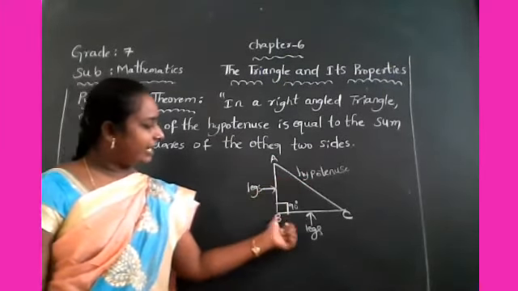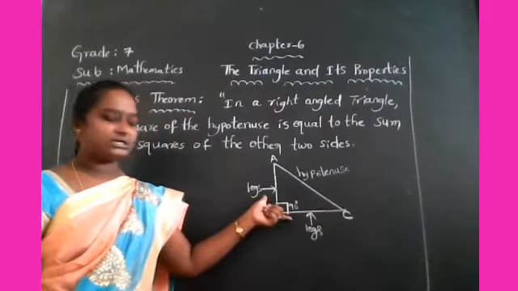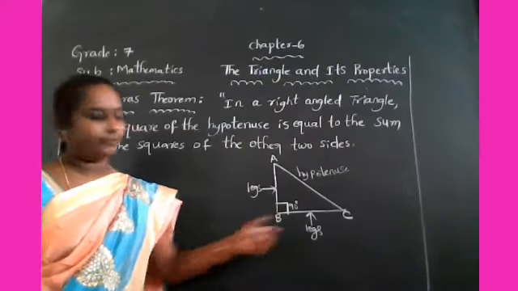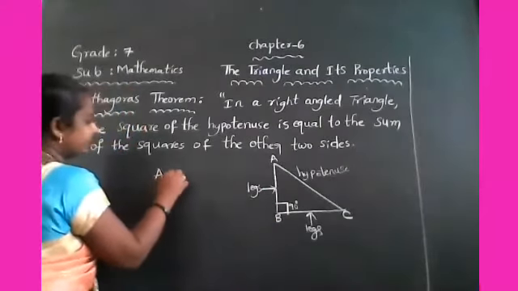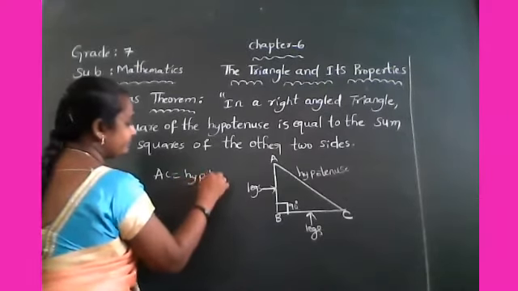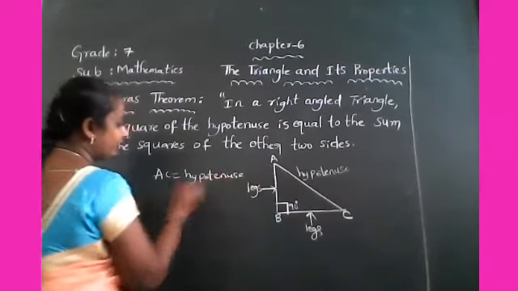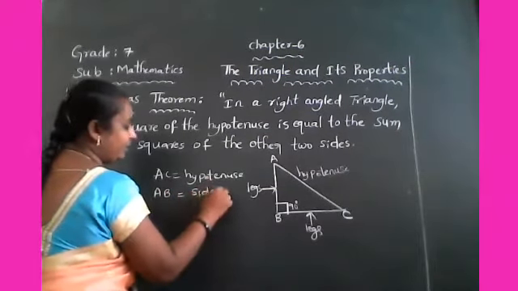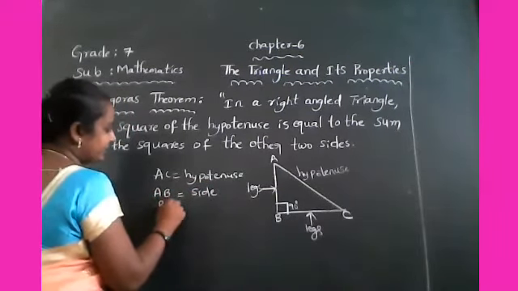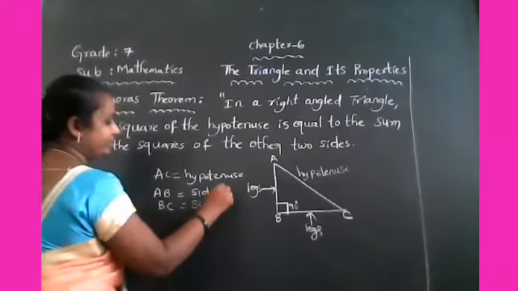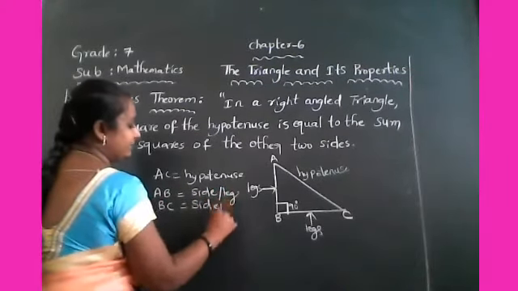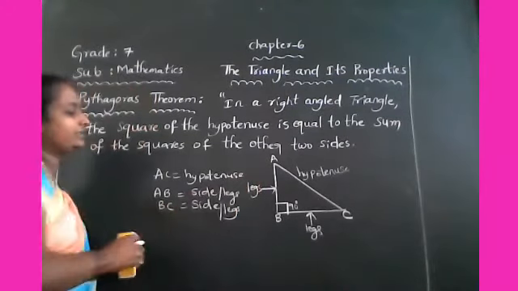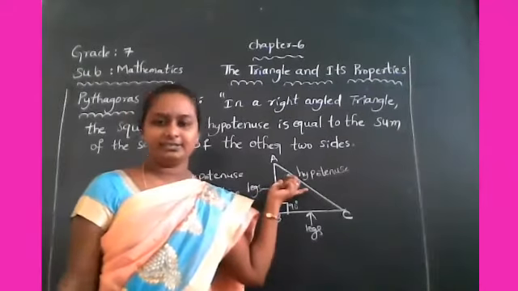And AB and BC are the two sides, so that means it contains two legs. So AC is the hypotenuse. AB is a side or leg. And BC is also a side or leg. These are the legs of the right angle triangle.